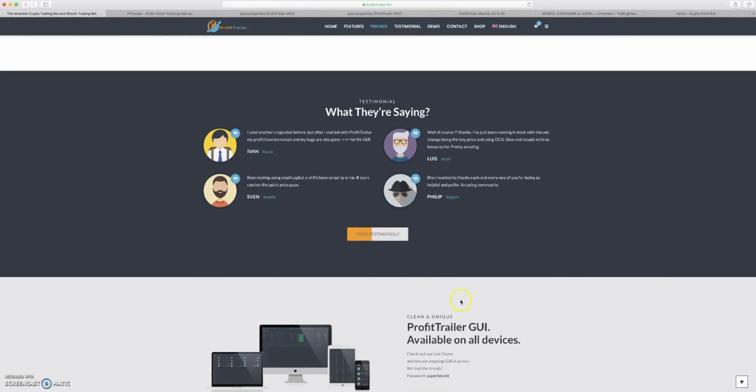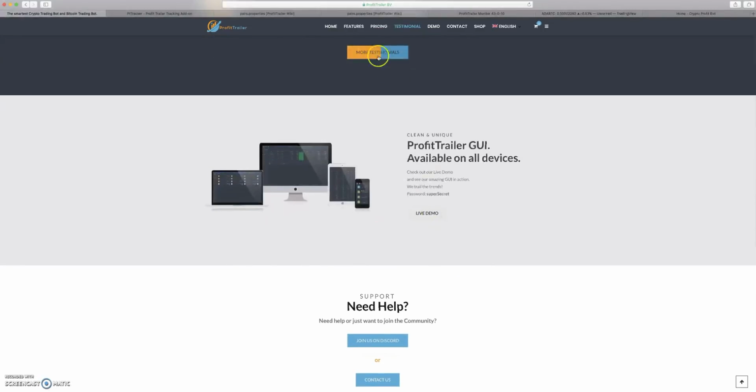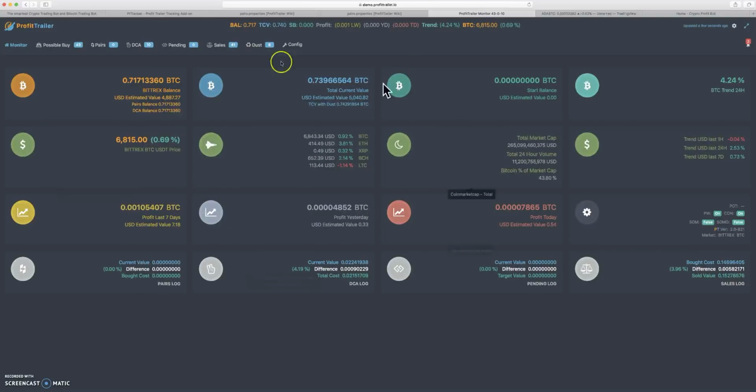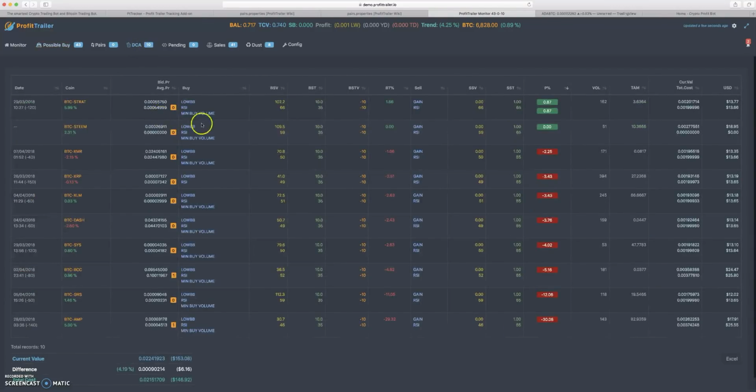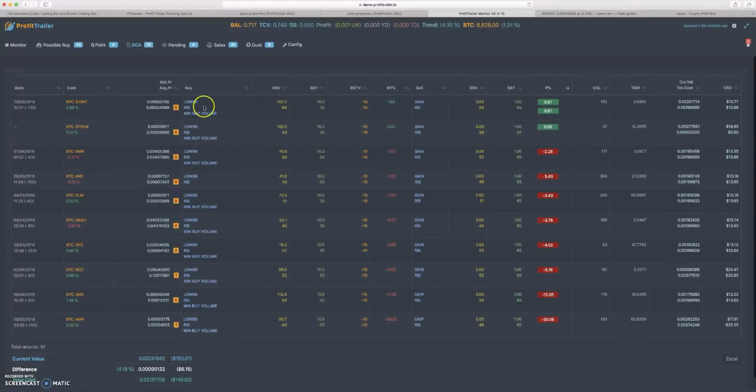Here we are. You can come to profittrailer.com and go to live demo, and it'll bring you to a page like this. What's really awesome about Profit Trailer 2.0 is the indicators. Let's go down to DCA, and you can now buy. Right here it's showing 3 different indicators: Low BB, RSI, min buy volume. You're going to be able to use multiple indicators to buy one coin, which is really awesome.